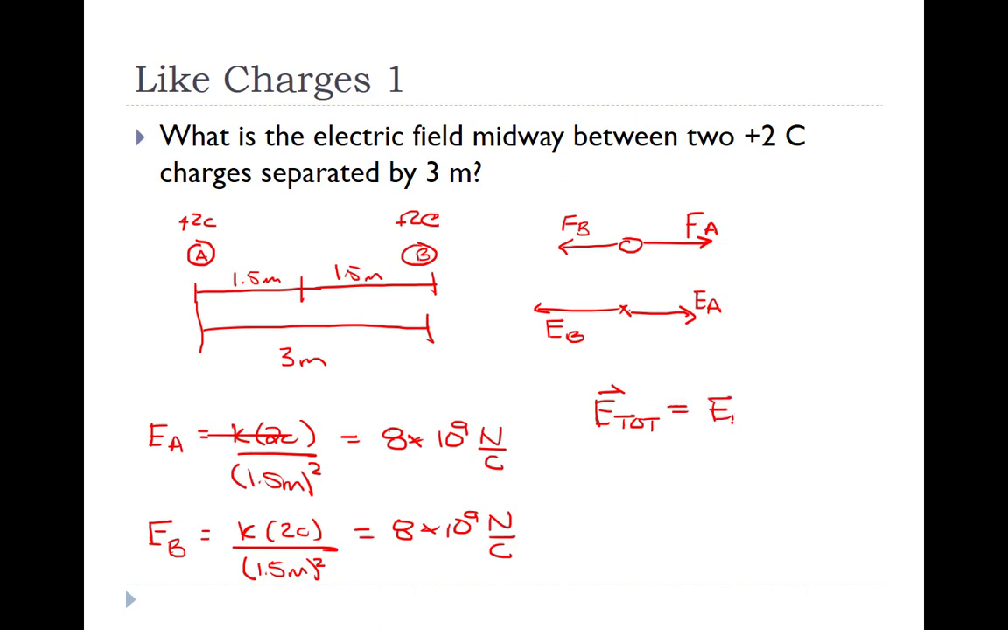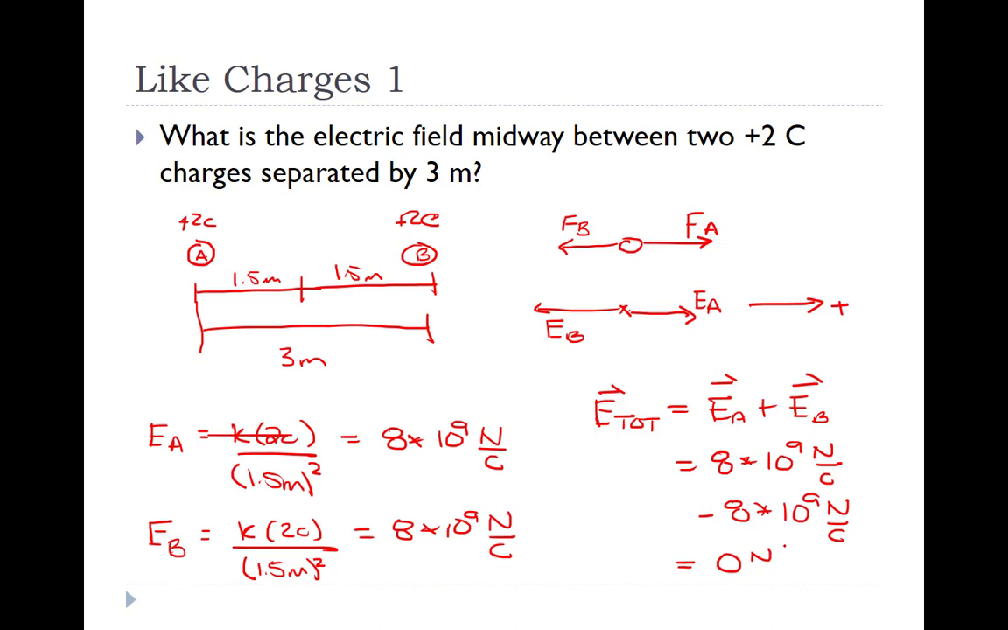It's going to be the field from A plus the field from B. And notice I've written this in vector form, so I haven't thought about direction yet. But when I do that, because it is vectors, I do need to define a positive direction. So let's let positive be to the right. So that means EA will be positive 8 times 10 to the 9th newtons per coulomb, and EB will be negative 8 times 10 to the 9th newtons per coulomb. And that sums to 0, and we get at the point right between our two charges that the total electric field is 0.